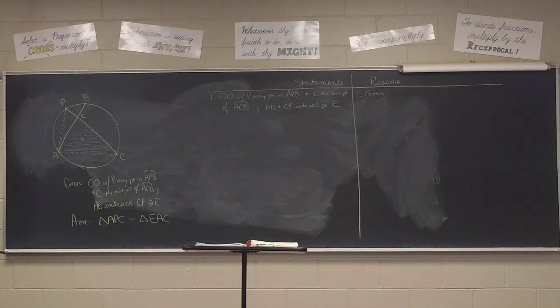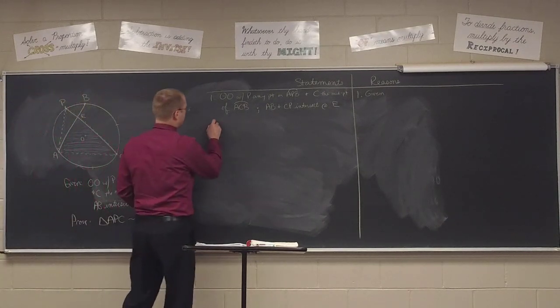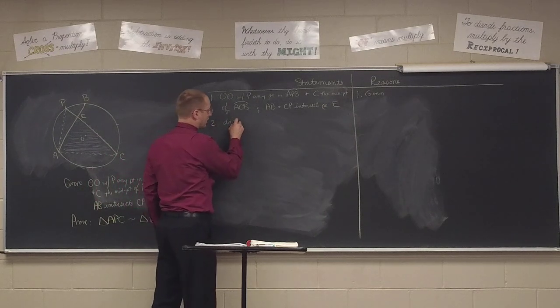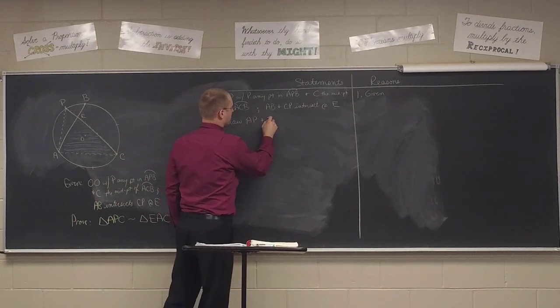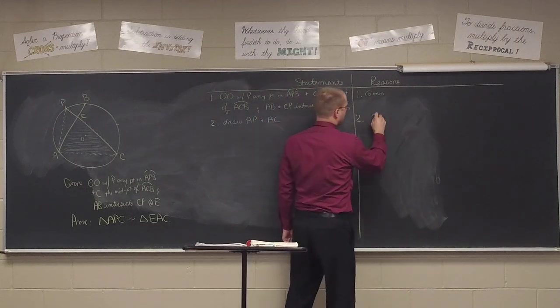All right. Well, before we get too far, Chris had us draw some lines. We should go ahead and get that down. Number 2, Chris. Draw AP and AC. Reason? Two points determine a straight line.